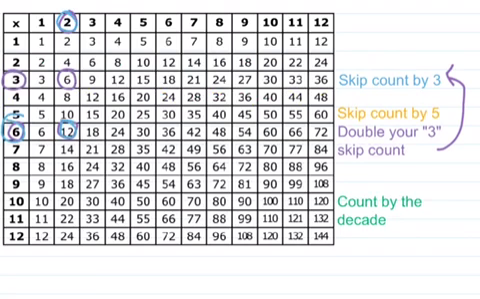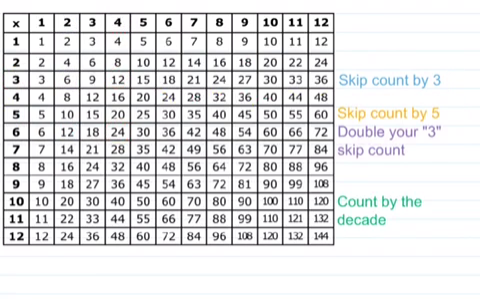So another example, if we did 4 times 3, that would get you to 12. If we double 12, so 12 plus 12, that's going to get us to 24, which is the answer for 6 times 4.